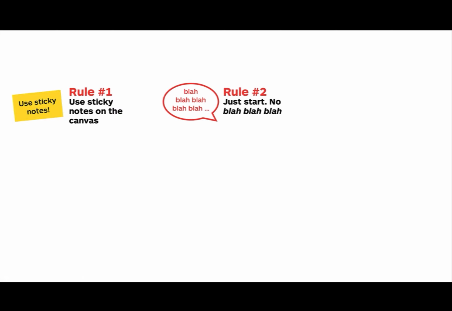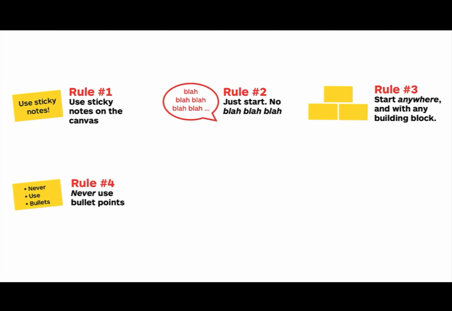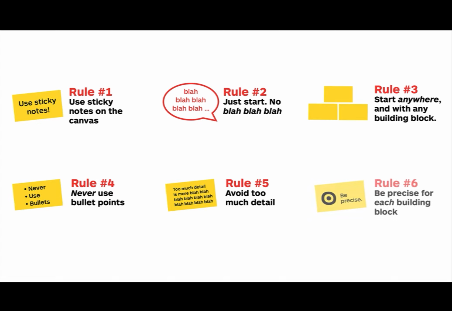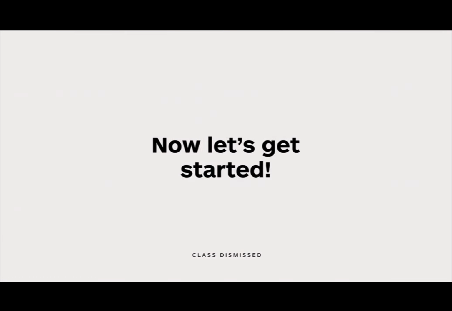Summary. We had 6 ground rules. Number 1, use sticky notes on the canvas. Number 2, just get started, avoid blah, blah, blah. Number 3, you can start anywhere on the business model canvas. Number 4, never use bullet points. Number 5, avoid too much detail so you can see the big picture. And number 6, be precise without using too many words. Now, let's get started.